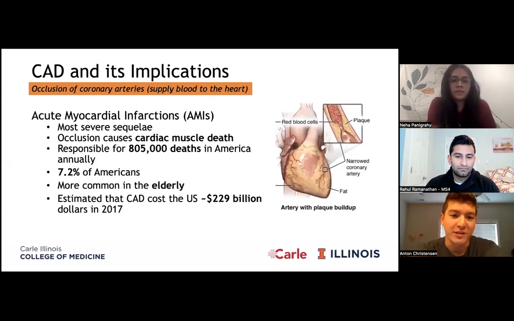Coronary artery disease, or CAD, and its implications. Coronary artery disease is the occlusion of coronary arteries, which are the arteries that supply blood to the heart. One of the most severe sequelae of CAD is acute myocardial infarctions, or AMIs. AMIs are when occlusion causes cardiac muscle death and are responsible for 800 to 500,000 deaths in America annually. CAD affects 7.2% of Americans and more commonly affects the elderly. It's estimated that CAD cost the US $229 billion in 2017 alone.